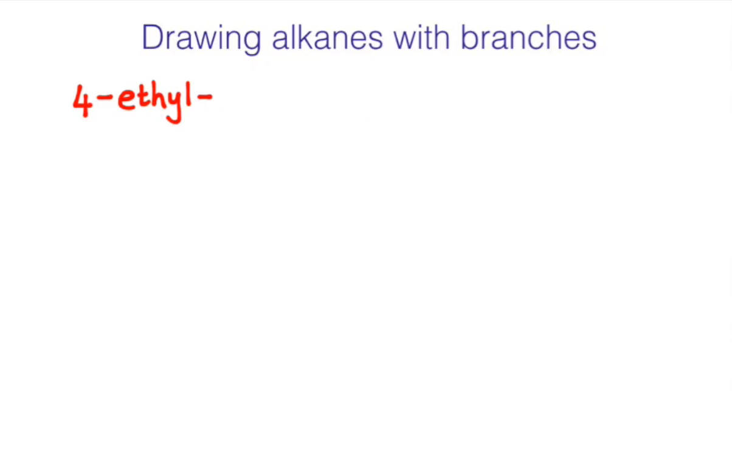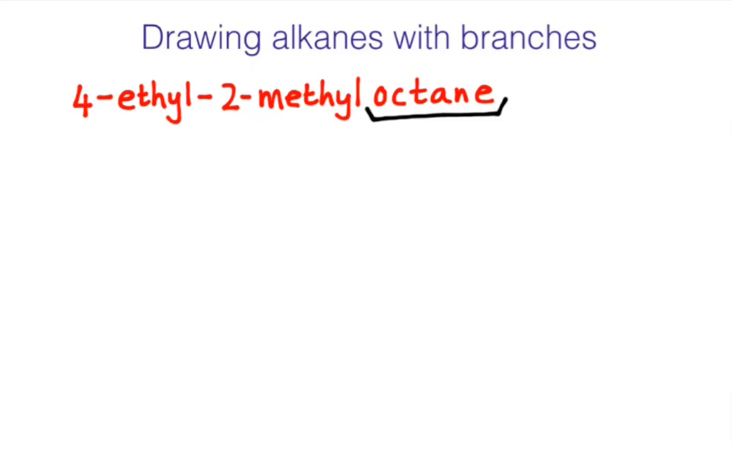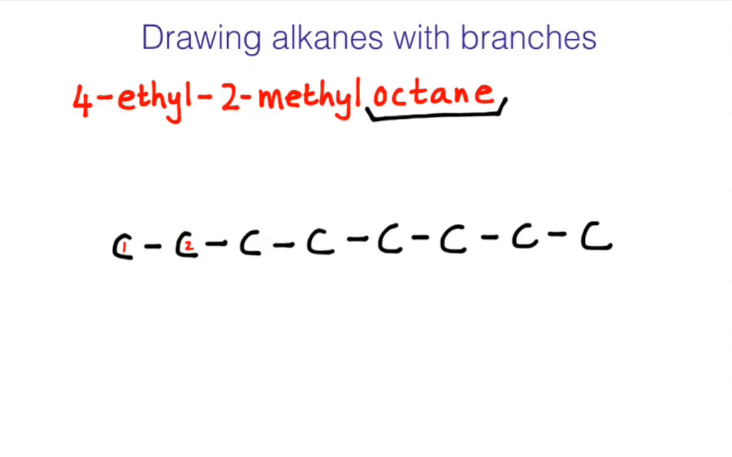Alright, let's have a look at drawing alkanes with branches. So we're given the name, and we have to then draw the compound. We'll use 4-ethyl-2-methyloctane as the example. Let's start with the backbone. It's got an octane backbone, and so we need to draw 8 carbon atoms, and I've just numbered them there for us. Notice that the 4-ethyl is written before the 2-methyl.